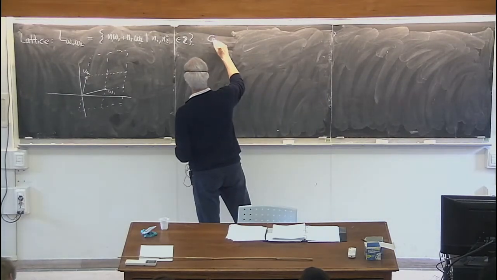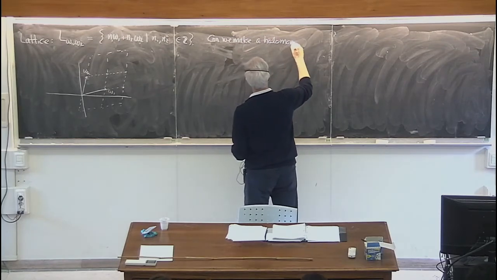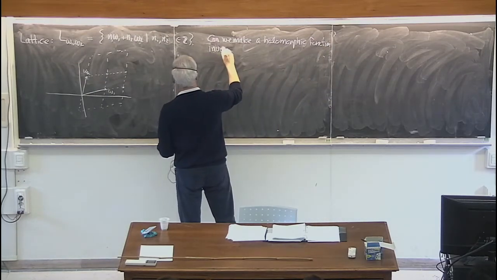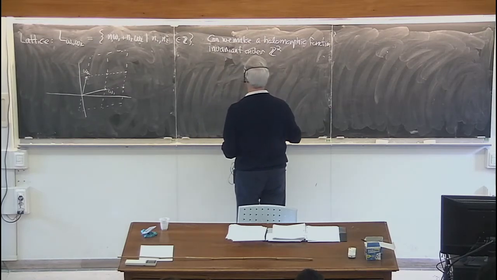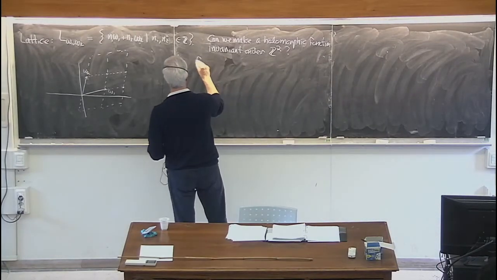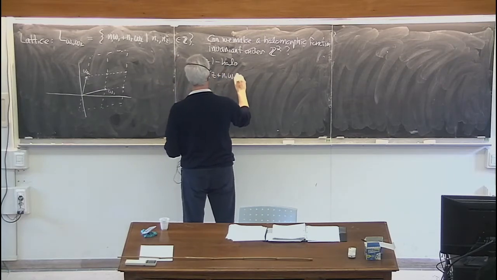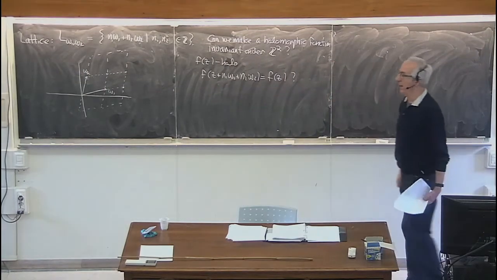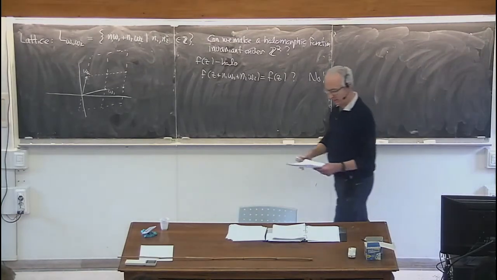So what we really want to know is, can we make a holomorphic function that is invariant under this action of the integers that corresponds to this lattice? So in other words, can we find a function of z which is holomorphic such that f of z plus n1 omega 1 plus n2 omega 2 is equal to f of z? And the answer to this question is no. You can't make such a thing. And the reason is pretty simple.